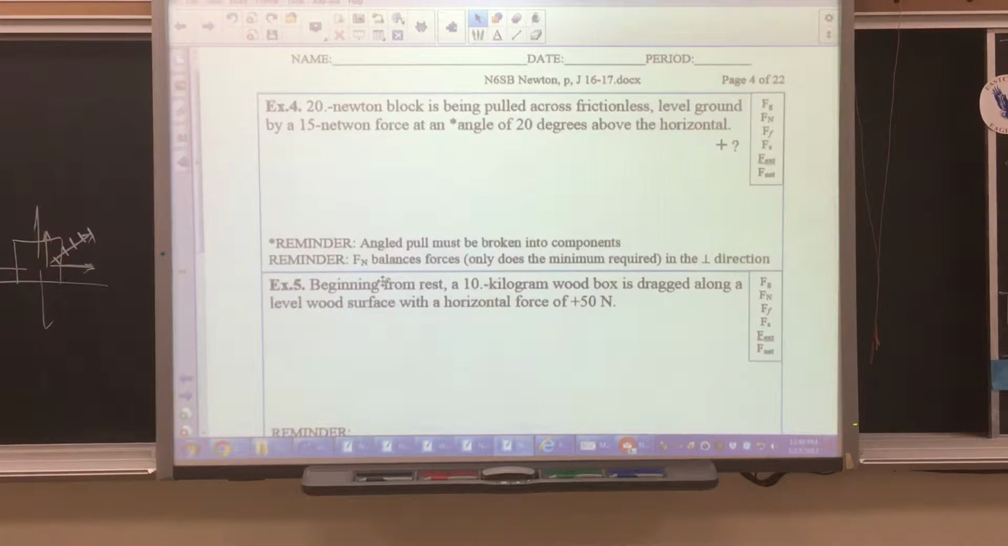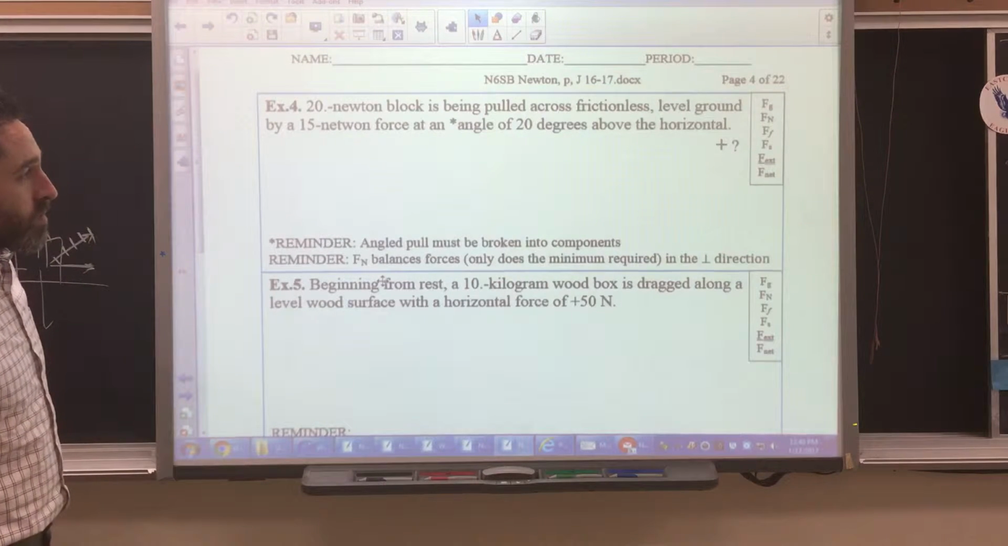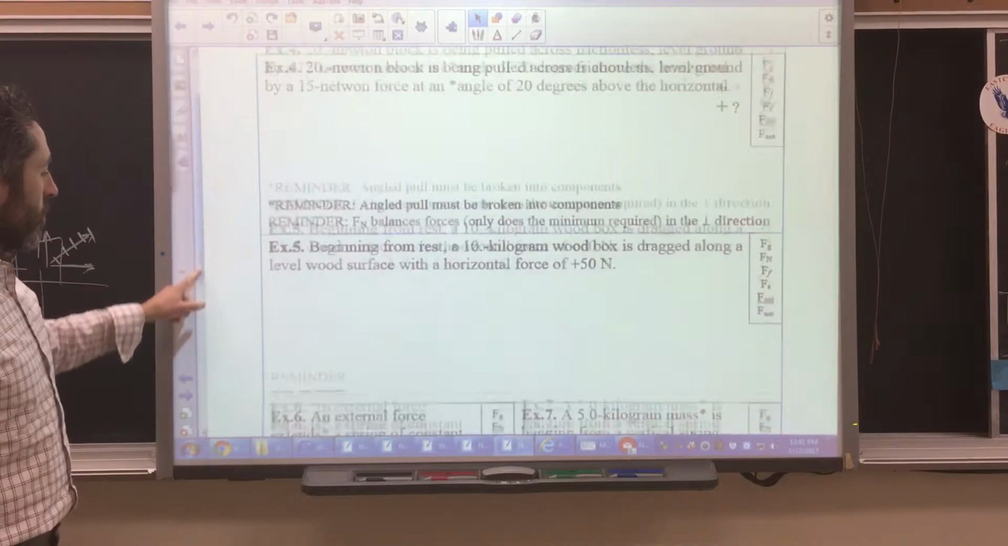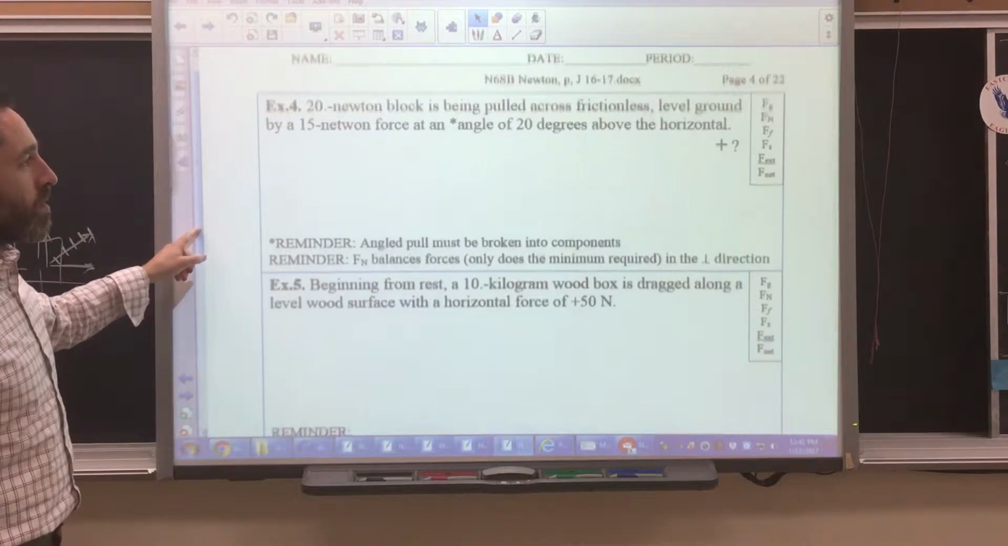Okay, we're on to page 4. Unit 6, forces. Page 3 we did in a prior video. You can find that. And those are examples 1, 2, 3. Now we have examples 4, 5, 6, 7. So let's run through those.